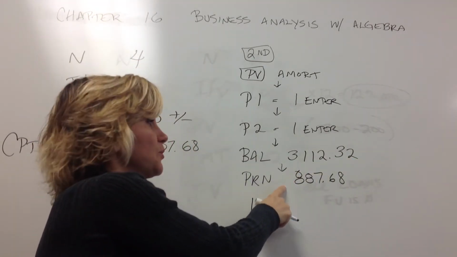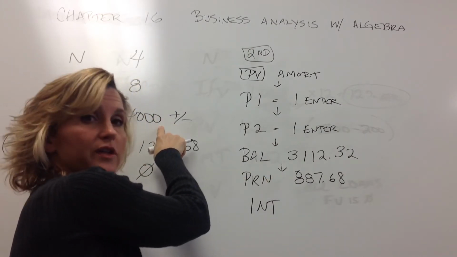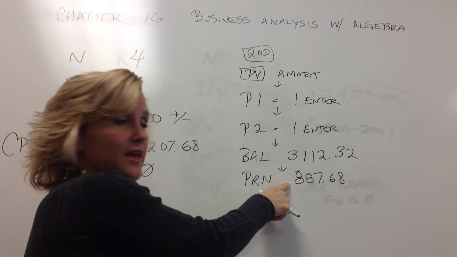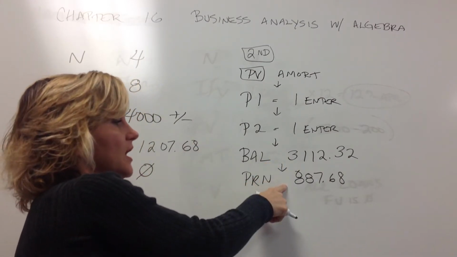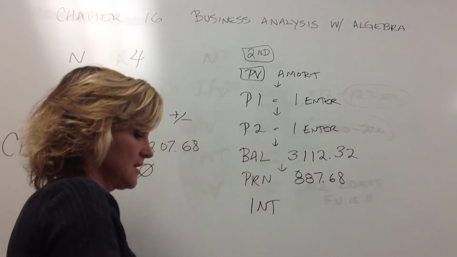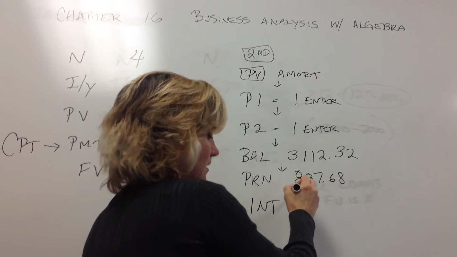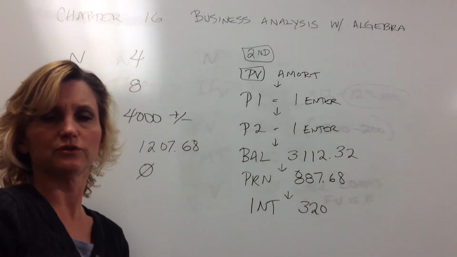If I arrow down again, it tells me that out of my first payment, $887.68 was applied to the principal. In effect, it reduced my $4,000. If you take $4,000 and you subtract that amount, you get your balance. So out of my payment, $887.68 reduced my balance to bring it down to this. Arrow down one more time. And the amount of interest the bank charged me was $320.